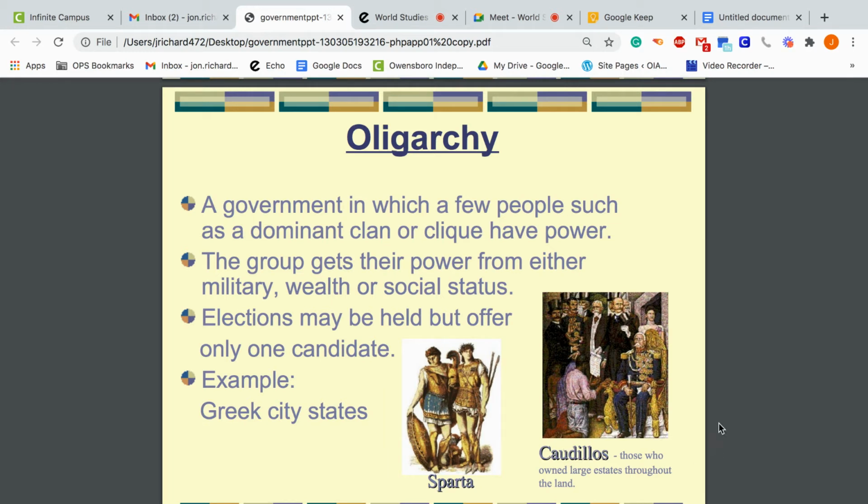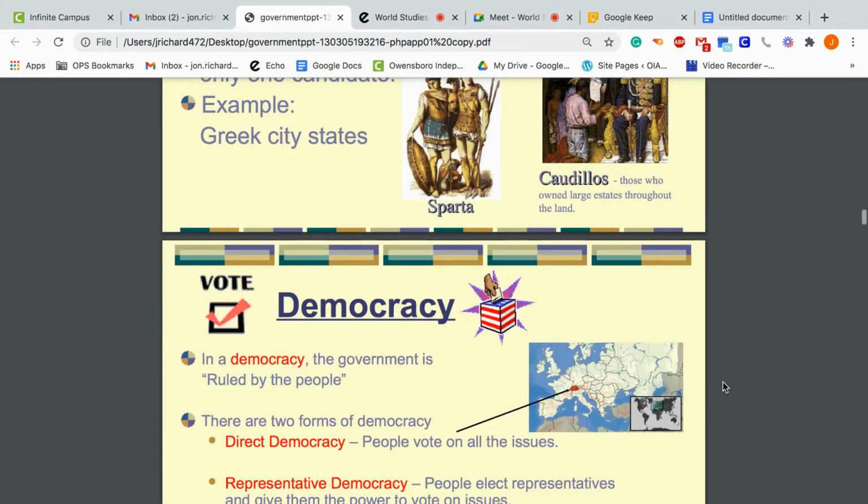Caudillos are, so during the age of exploration, as Spanish explorers came to Central America, Spain was under a monarchy, but that monarchy did not stretch into Spain, and an oligarchy formed, and these caudillos were people who rose to power that owned large estates throughout the land. Okay, so that was another example of an oligarchy. All right, let's keep going.